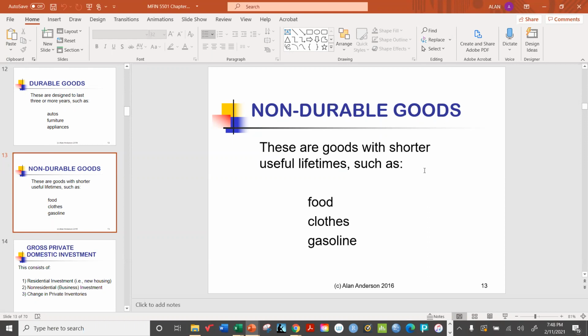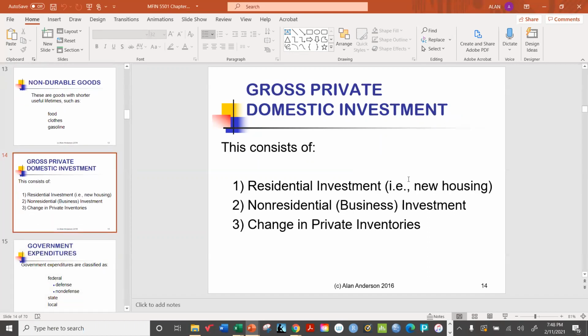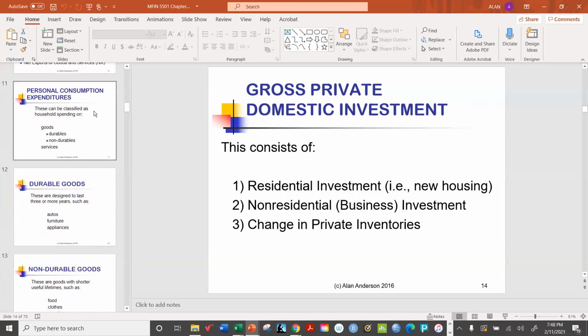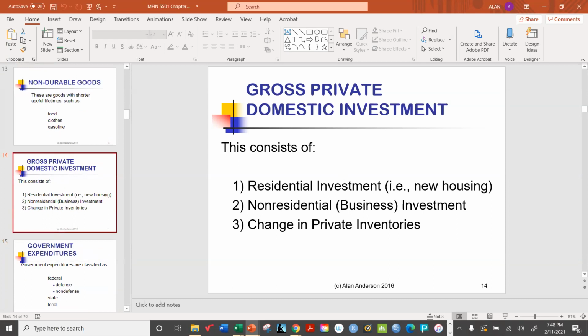Okay, now, how about the second category, gross private domestic investment? That's a lot, but we can abbreviate that I for investment. And this consists of three broad categories, and one of them might surprise you. Right at the top of the list is residential investment, which is another name for the purchase of new housing. So if you notice, this is not in the consumer spending category. This is defined as an investment.